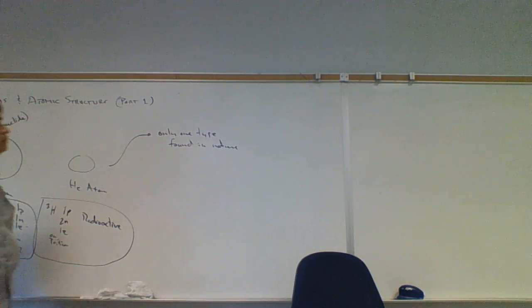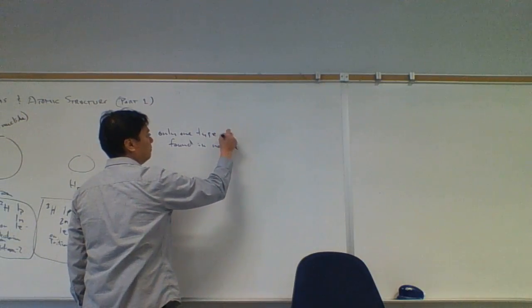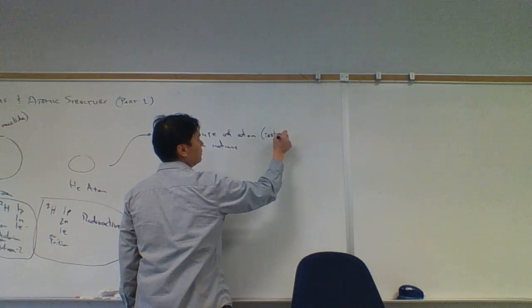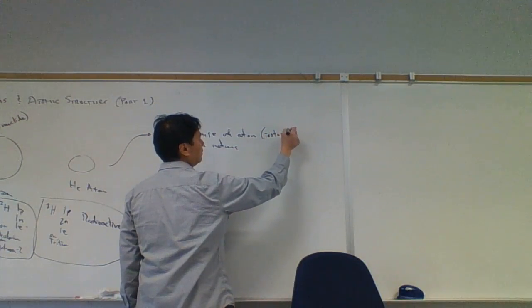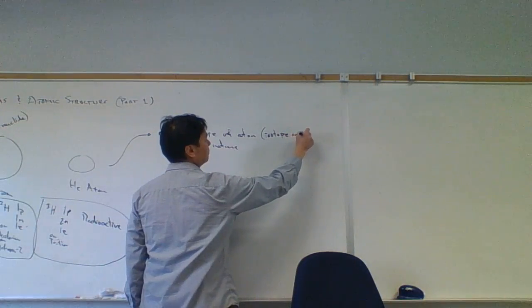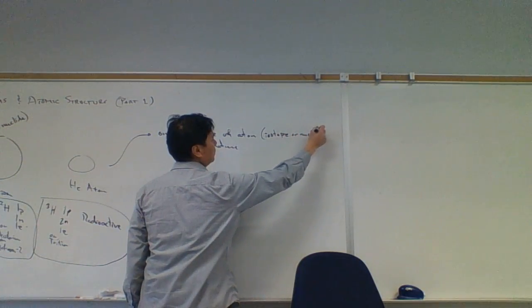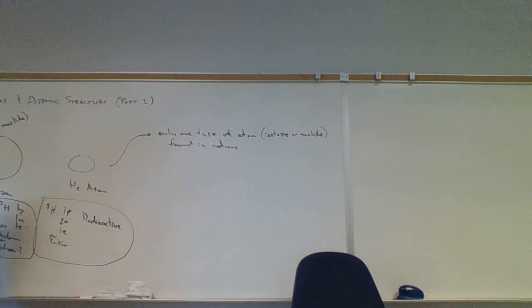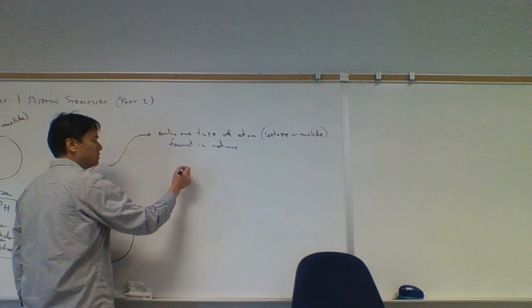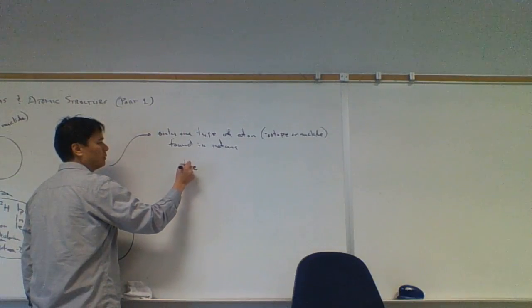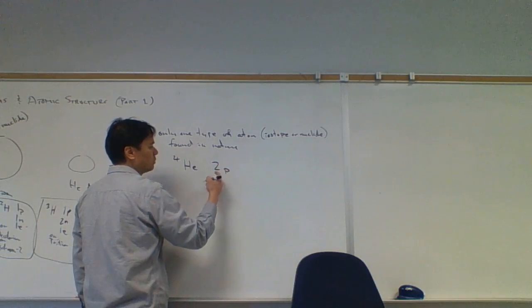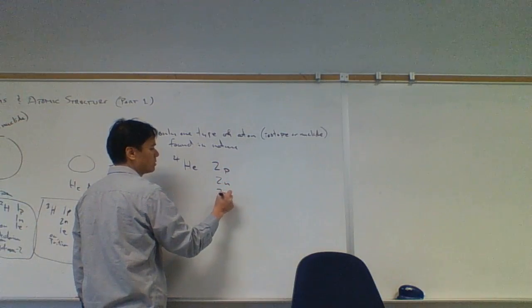For helium, there's only one type of atom that is isotope or nuclide. Nuclear chemists will call it nuclide. Found in nature, nuclide usually refers to just one atom of that particular type. Now, this helium is going to be helium-4. This turns out to be quite stable, as is. This is going to consist of 2 protons, 2 neutrons, and 2 electrons.